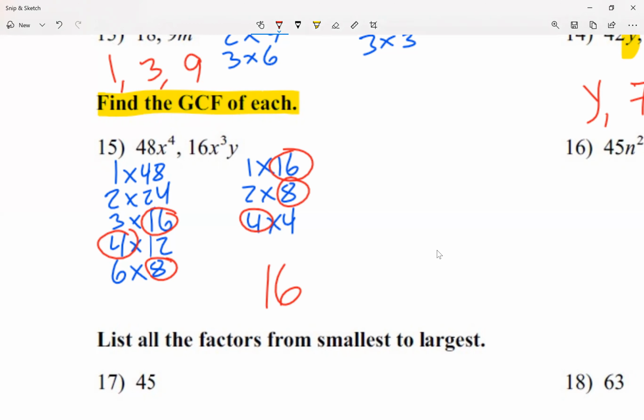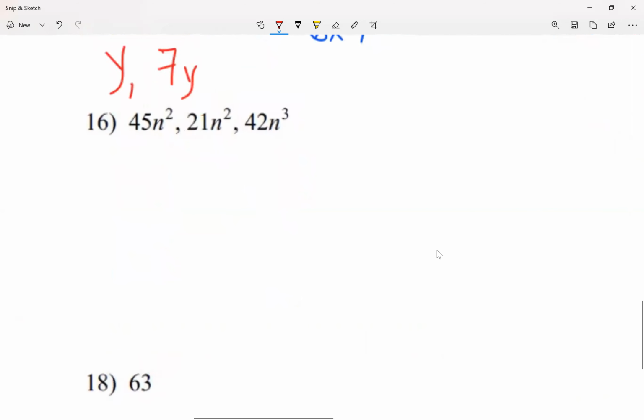Let me compare x. One of them is x to the 4th, the other one is x to the 3rd. So I'm going to have x to the 3rd. I go with the smallest exponent. Now let me compare y's. One of them has a y, the other one doesn't. So my answer will not have a y. So my answer is 16x to the 3rd. If I ask you to list all the common factors, all of them will have an x to the 3rd, okay?